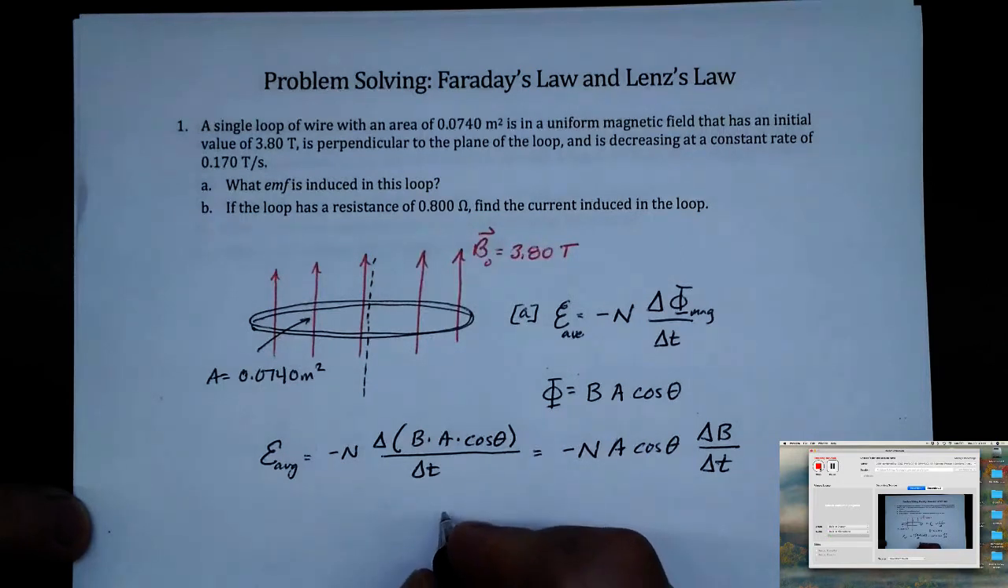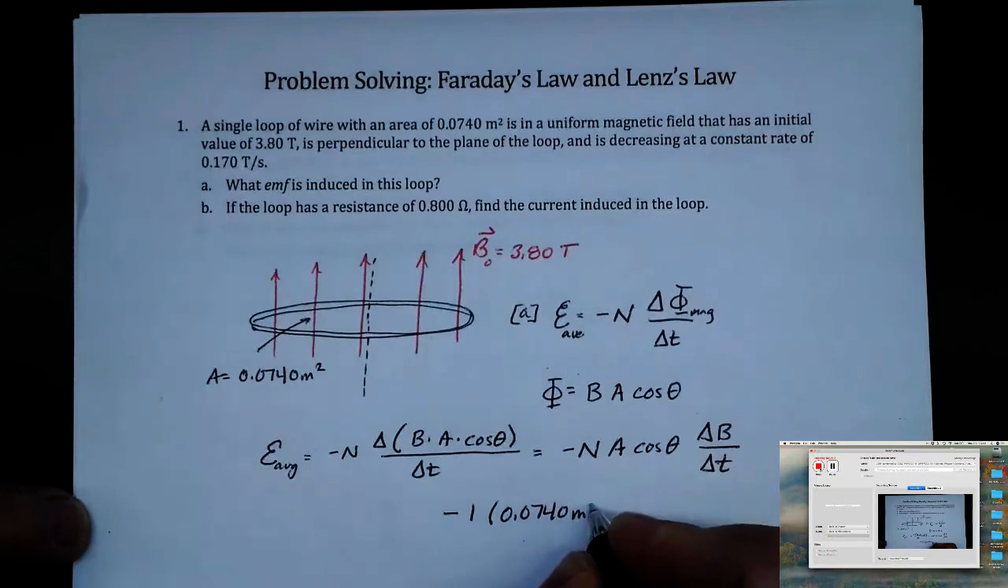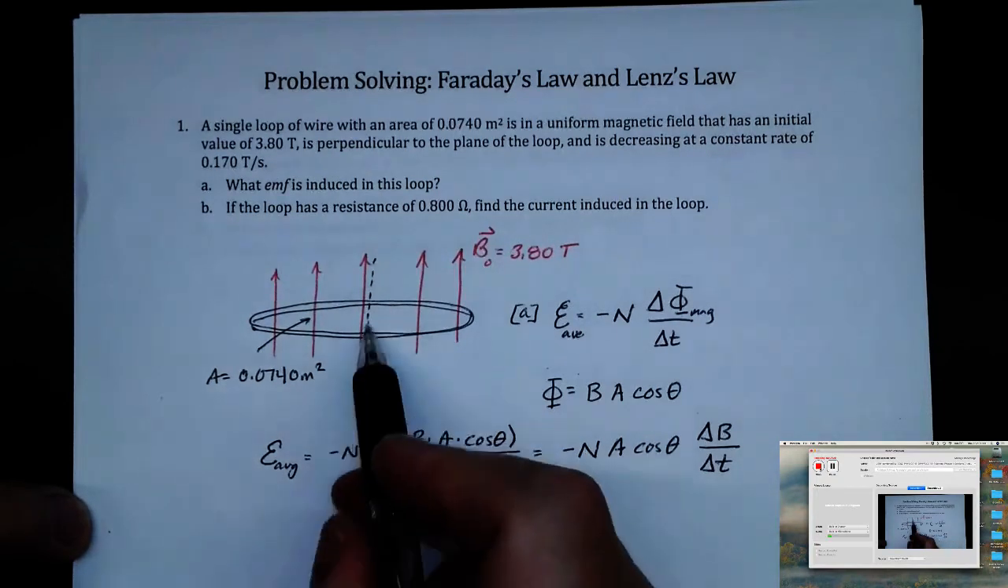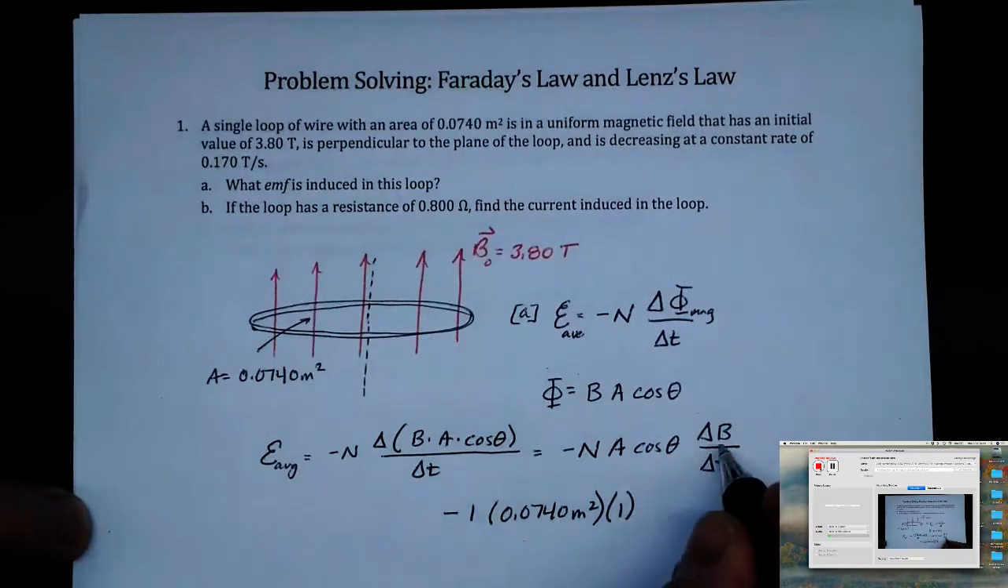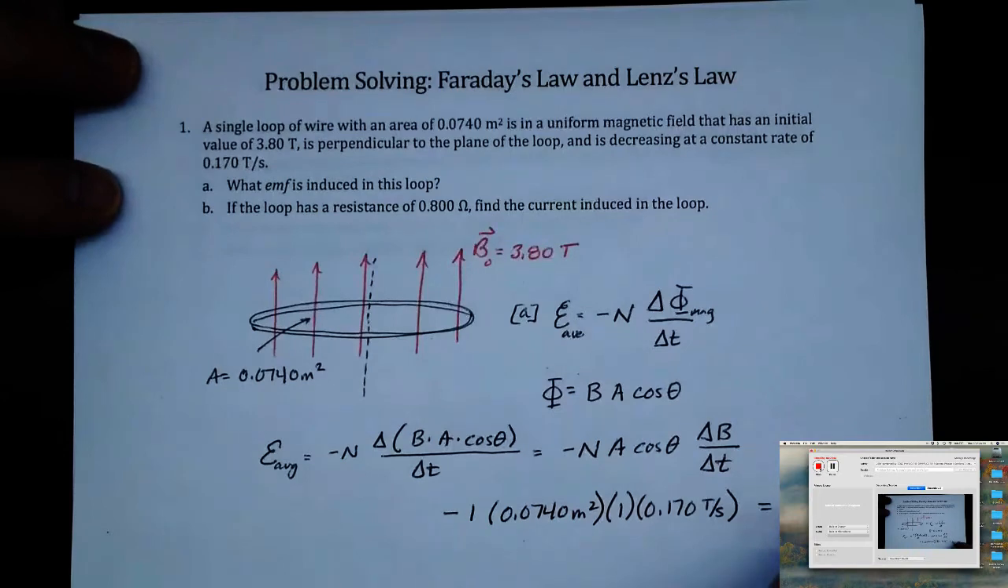So the number of turns is 1. The cross-sectional area is 0.0740 square meters. The angle between those two is 0, and the cosine of 0 is 1. And then the change of magnetic field with respect to time is 0.170 teslas per second. And if we put that into a calculator, we get 1.26 times 10 to the negative 2.